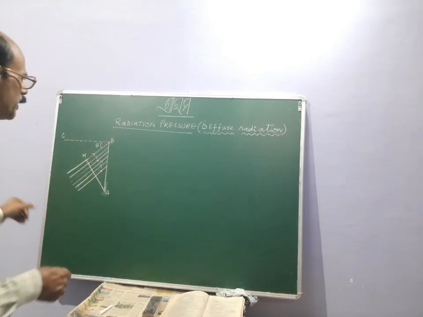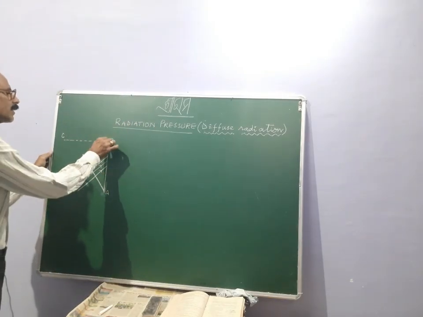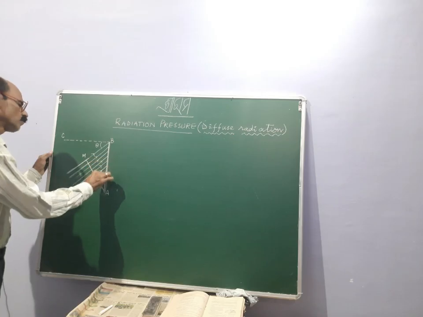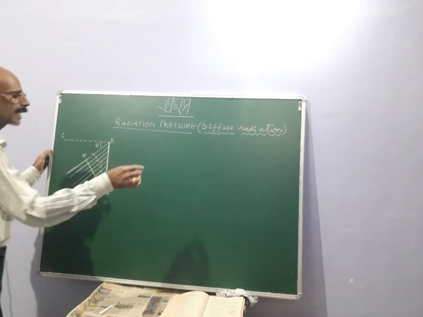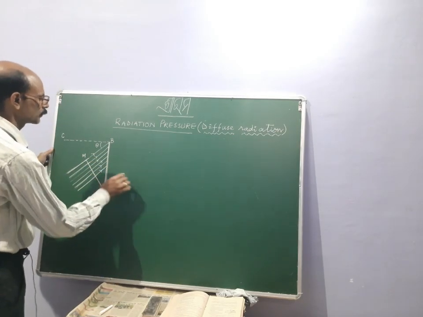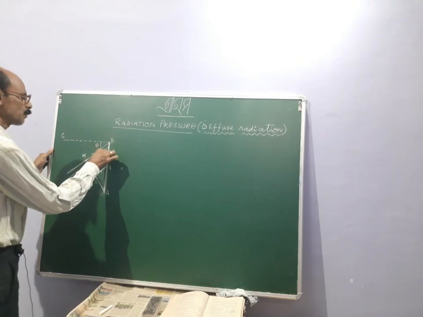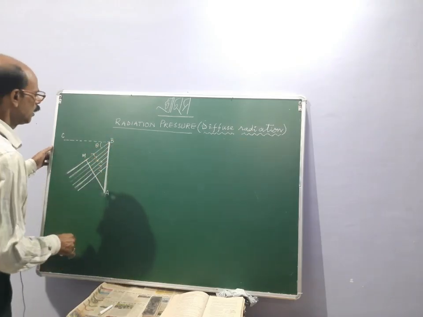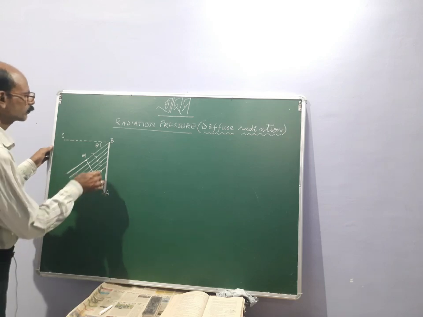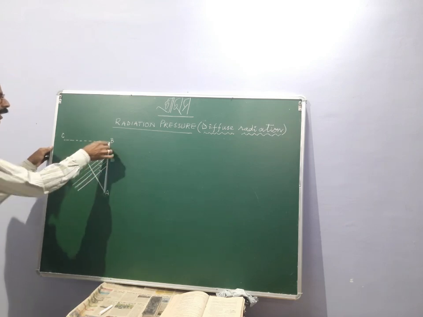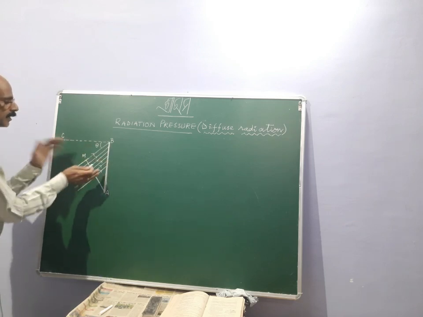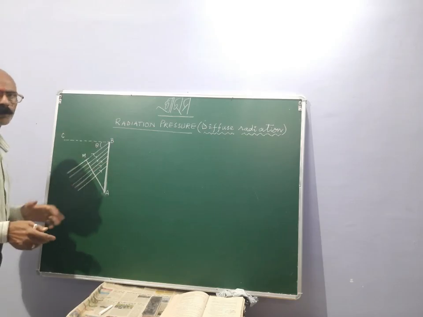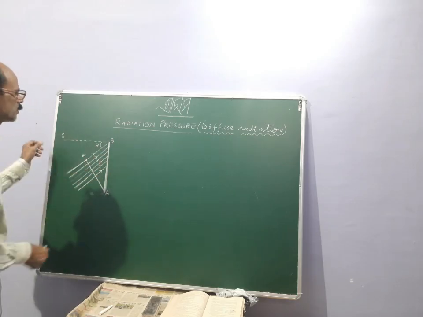For this diffuse radiation, let us consider a surface AB. AB is a surface. Actually, the surface is represented by a straight line, and this is a beam of radiation. Beam means it consists of so many rays.